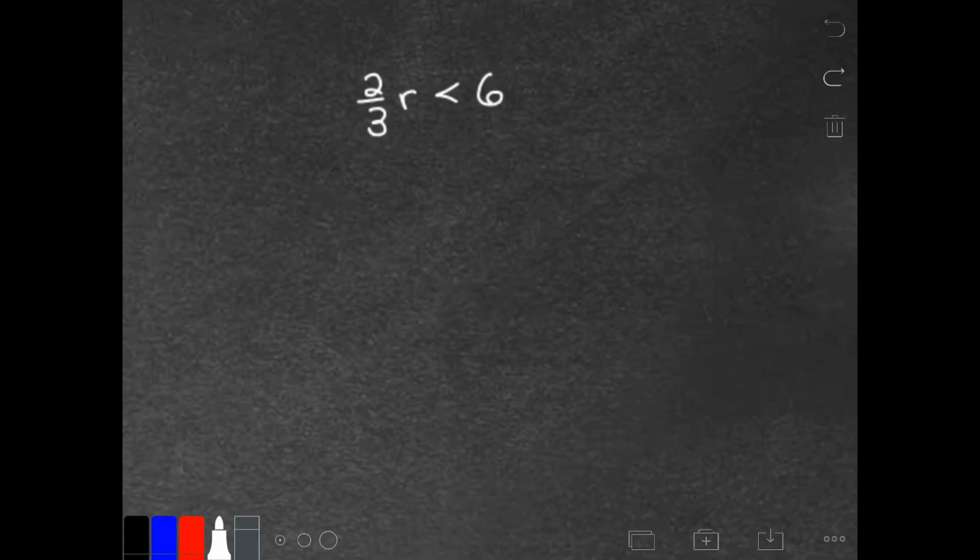Let's change it up a little bit here. So we have 2/3 r is less than 6. So we want to divide by 2/3. Well, if you remember, dividing by a fraction is the same as multiplying by the reciprocal. So let's multiply both sides by the reciprocal of 2/3. The reciprocal of 2/3, that's 3/2.